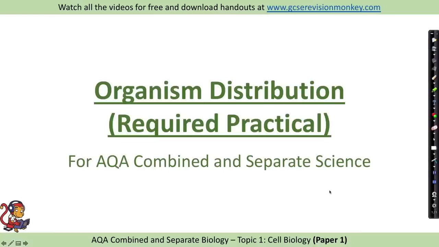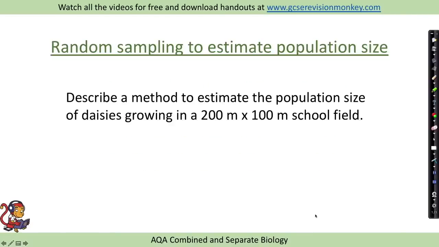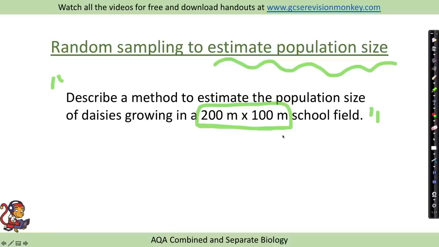Organism distribution required practical. There are 2 different ways that we are going to look at to sample organisms. The first one is random sampling, and the second one is transects. So random sampling might be used to estimate a particular population size. So for example, you might get a question a little bit like this that says, describe a method to estimate the population size of daisies growing in a 200 metre by 100 metre school field. These numbers here will come up a little bit later on in our calculation.